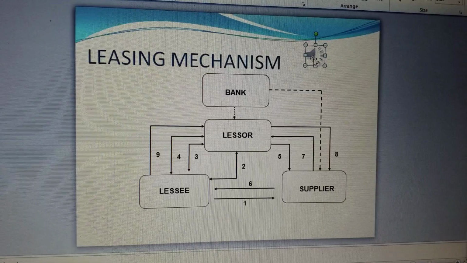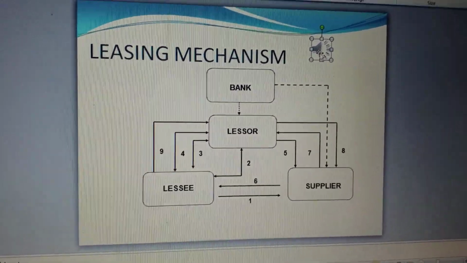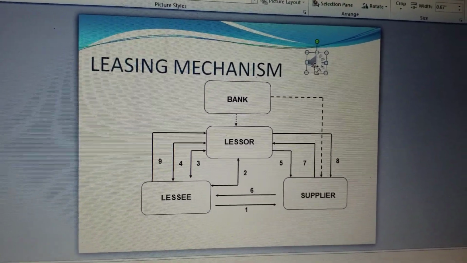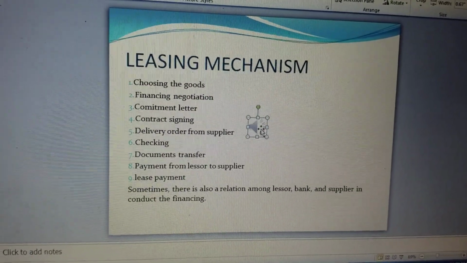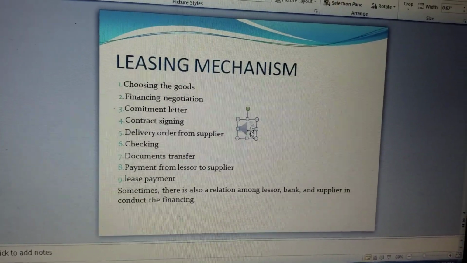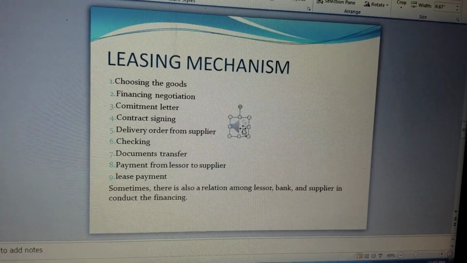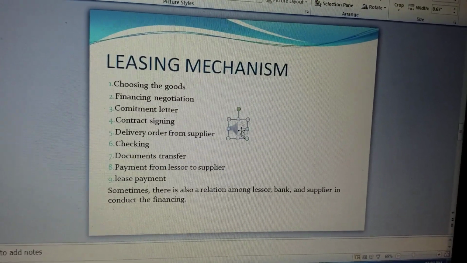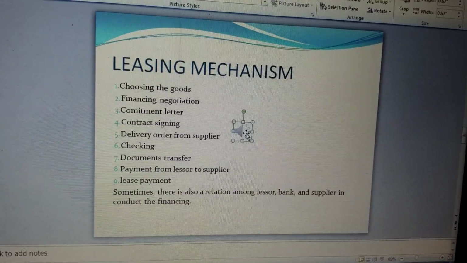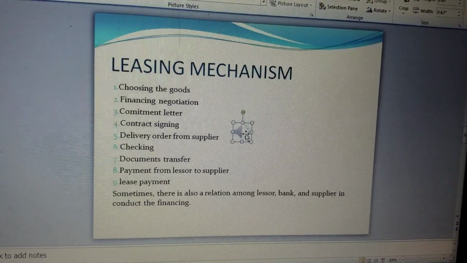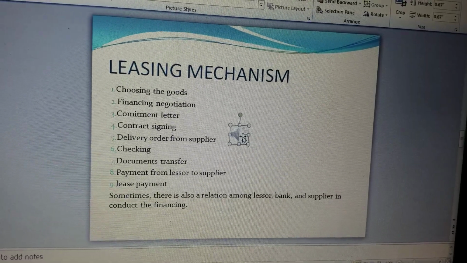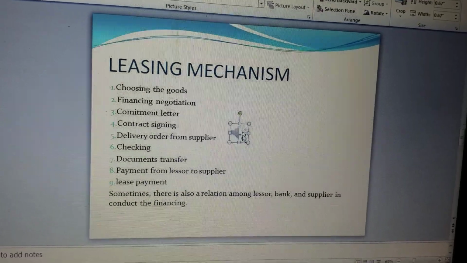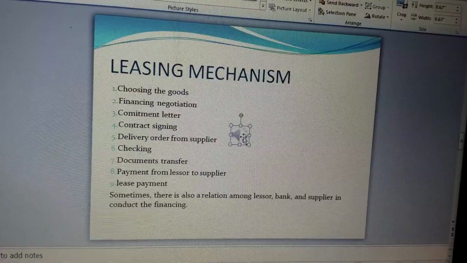So what is the position of the bank here? You can see the existence of a bank is optional. That's why in the diagram the relations to the bank are provided with dotted lines. The dotted lines here mean it's optional.